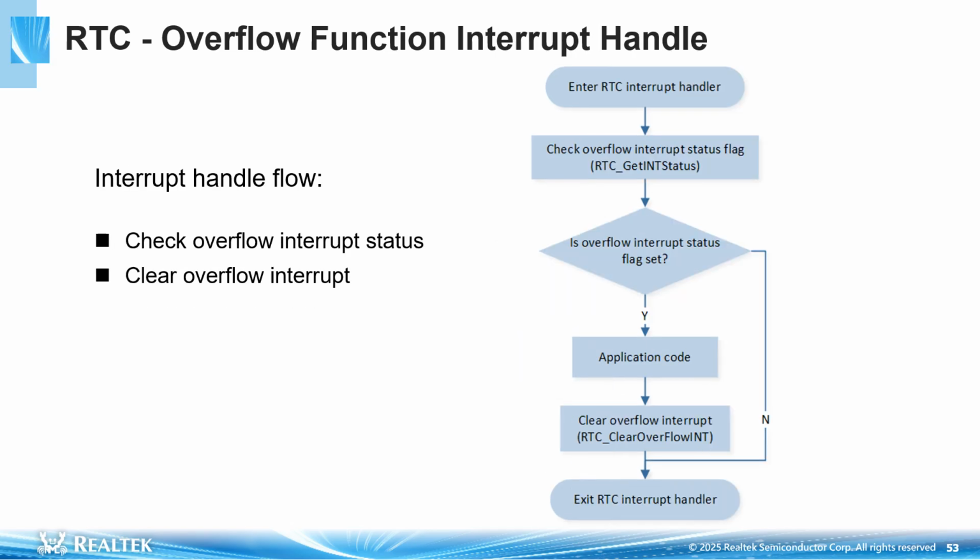When the counter reaches its maximum count value, an overflow interrupt is triggered. In the interrupt function, the interrupt status flag needs to be checked first. If the overflow interrupt flag is set, the RTC's overflow interrupt status needs to be cleared.